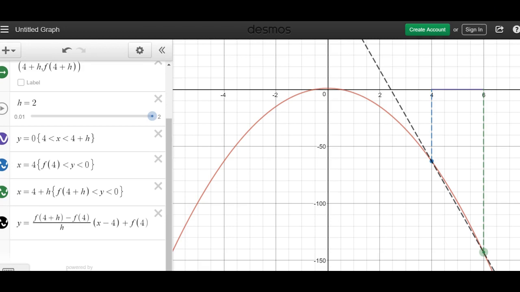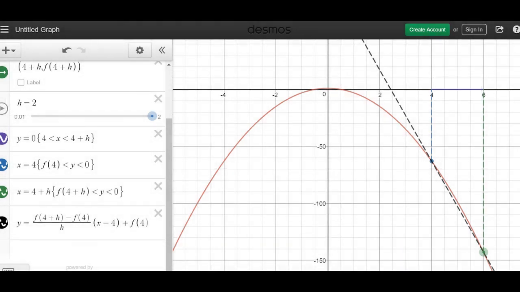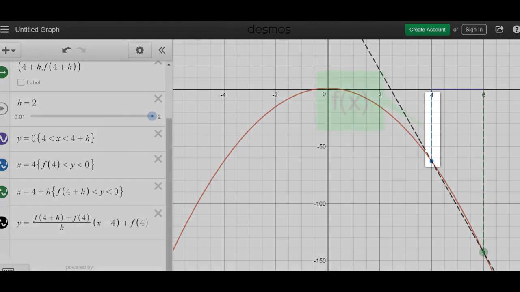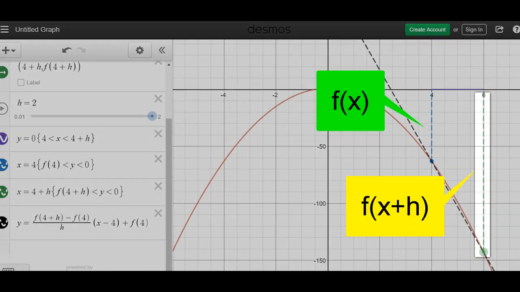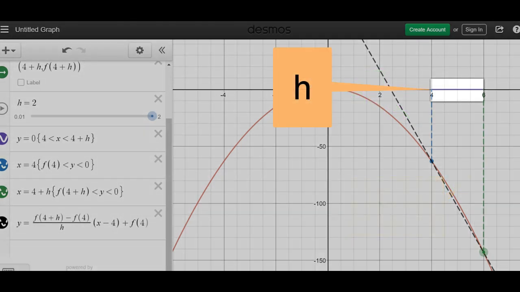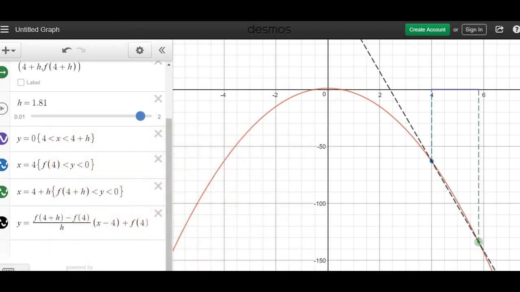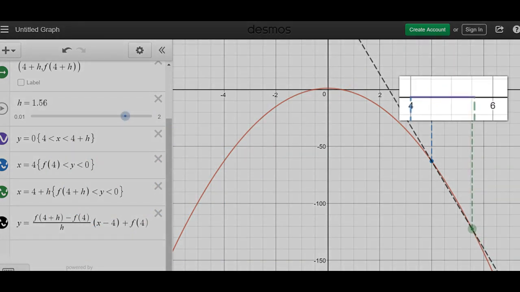I widened our window a little bit so we could see the graph in here. And here is h. H is that horizontal distance between these 2 points on the graph. Again, the blue dashed vertical line is the f of x, and this is the f of x plus h. Here's h. Here's the slope of this black line, which is our difference quotient. And again, as h goes to 0, what's happening here? Well, that purple line, you can't really see it. This is purple up here.